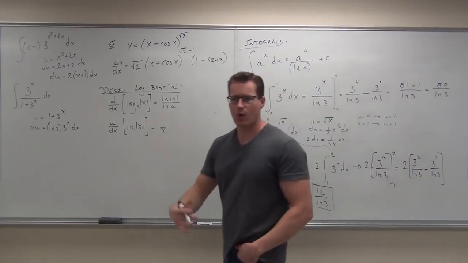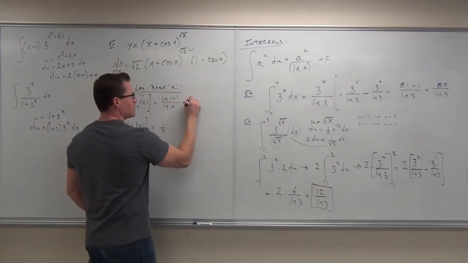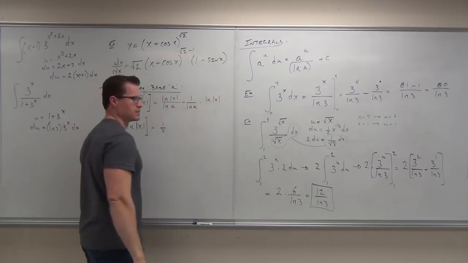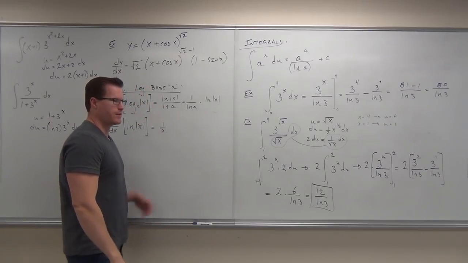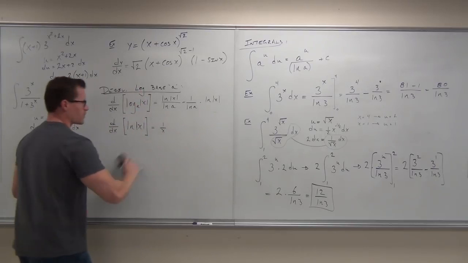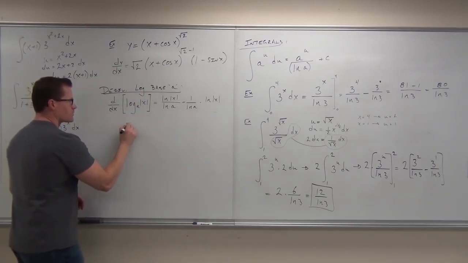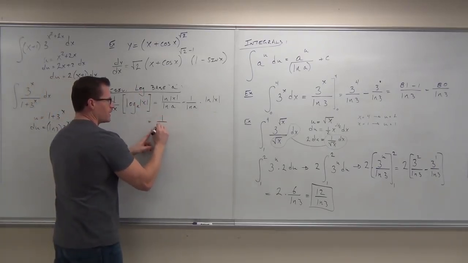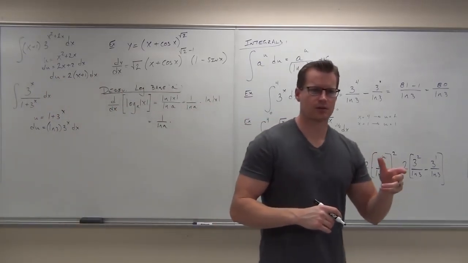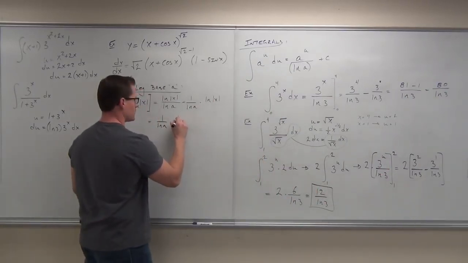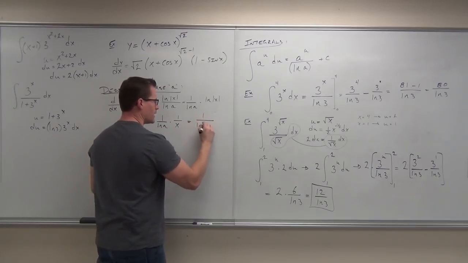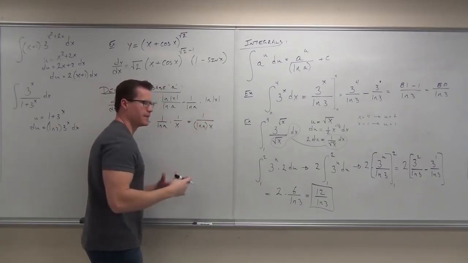What this is, essentially, is 1 over ln a times ln x. We okay with that one? Yeah. This is not a product rule. This is a constant. So our derivative would be 1 over ln a times, hey, can you do the derivative of ln x? 1 over ln a times x. That's how we do the derivative.